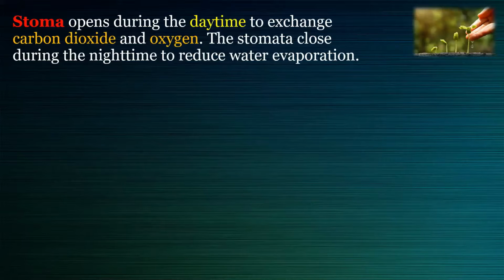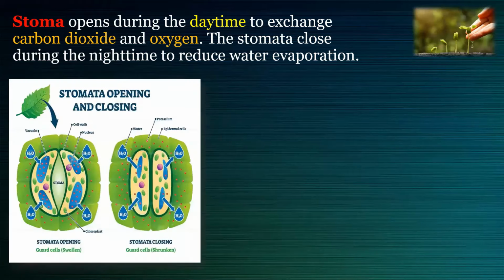Stomata open during the daytime to exchange carbon dioxide and oxygen. The stomata close during the nighttime to reduce water evaporation. Stomata are found mostly on the underside of the plant leaf. The stoma opens during the daytime. Yes, like what you see in the picture, the stomata opening and closing. All right. So when it opens, it absorbs the carbon dioxide and oxygen, and during nighttime, it reduces the water evaporation.